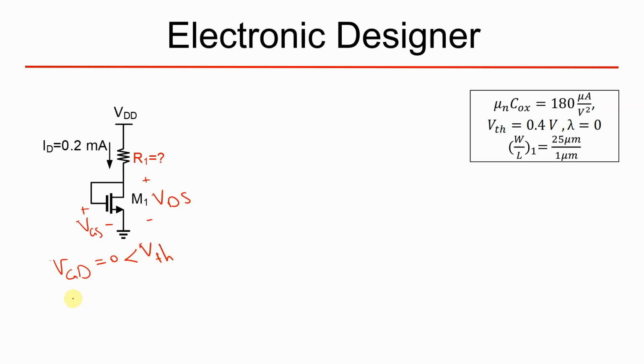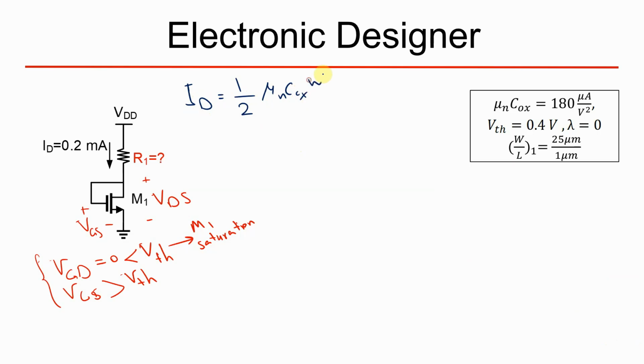And if the gate source voltage is greater than threshold voltage, these two conditions yield that the transistor M1 works in saturation. And as a result, I have this assumption that the transistor works in saturation, so this is the drain current for a transistor in saturation, 1 divided by 2 mu n C oxide W over L times VGS minus V threshold to the power of 2.